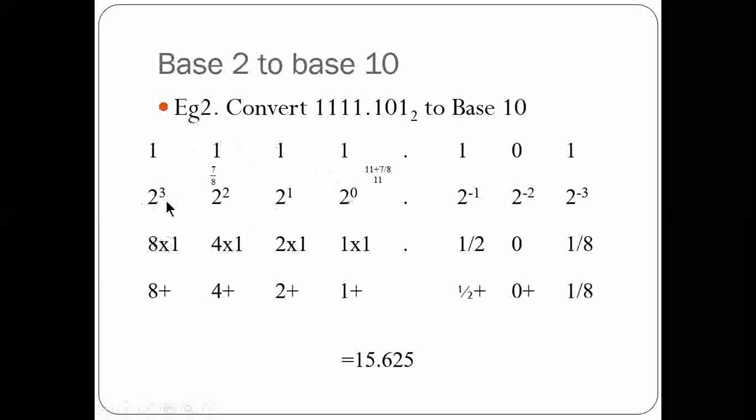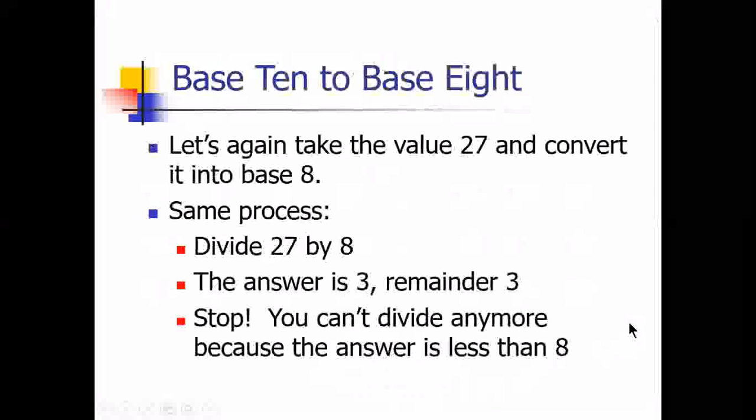So for this one, it's as good as the previous example. Do the needful. 2 to the power 3 is 8, 2 to the power 2 is 4, 2 to the power 1 is 2, 2 to the power 0 is 1. Add these. Then here, to get rid of the negative exponent, you divide 1 by the number, so it becomes 1 over 2. Then 2 to the power 3 gives 1 over 8. Add these and it will give you 15. Add the fractions and it will give you 0.625. Put the answer for the integral part and the answer for the fractional part together to have a complete answer, which is 15.625.